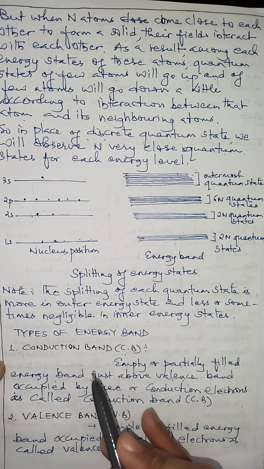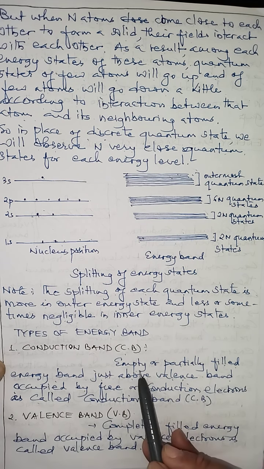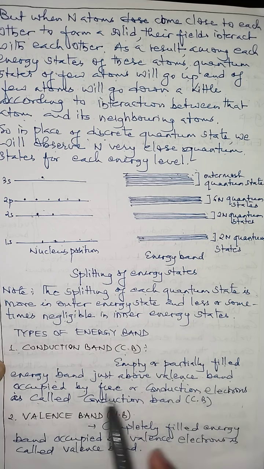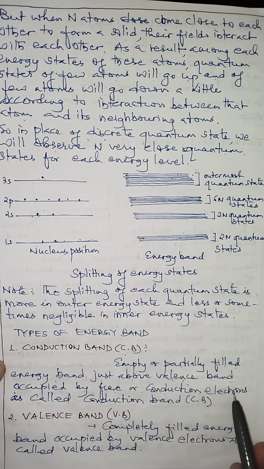The word conduction is related to free electrons, because the classification of substances is also based on free electrons. In the case of a conductor, there are a large number of free electrons, while in an insulator, there are no free electrons. So on the basis of that, the empty or partially filled energy band just above the valence band, occupied by free electrons or conduction electrons, is called the conduction band.